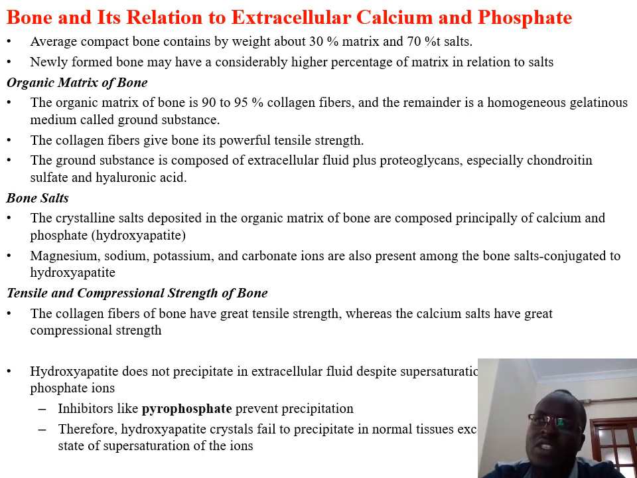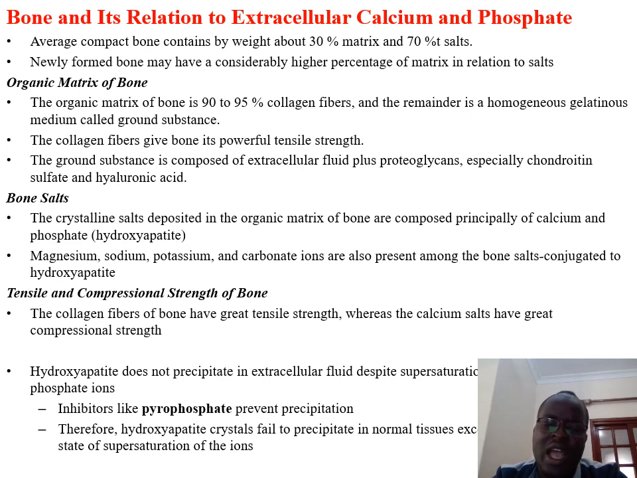It's because in normal tissue we have the inhibitors, the pyrophosphates, that will inhibit the precipitation of the hydroxyapatite, even if you have supersaturation of calcium and phosphates. Therefore, hydroxyapatite crystals fail to precipitate in normal tissue except in bone despite the state of supersaturation of ions. So even if you have supersaturation of ions in other normal tissues, you can't find precipitation of the hydroxyapatite.